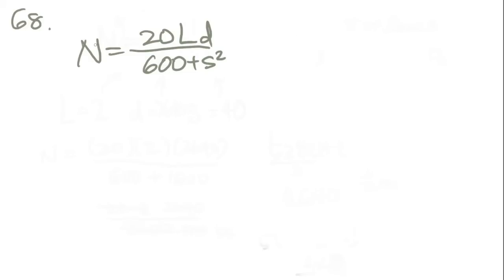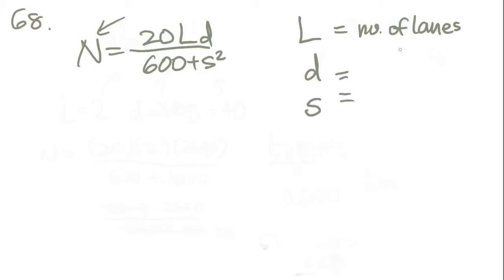So we have n, which is what we're going to be looking for, with L, D, and S. And let's remember what each of these are. So L is going to be the number of lanes. D is going to be the length of highway in feet. This is important. It's in feet. And S is going to be the average speed of the cars in miles per hour. So speed, miles per hour.